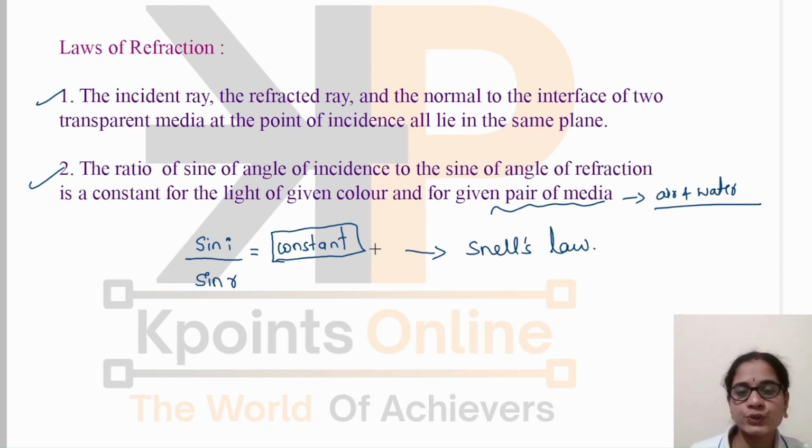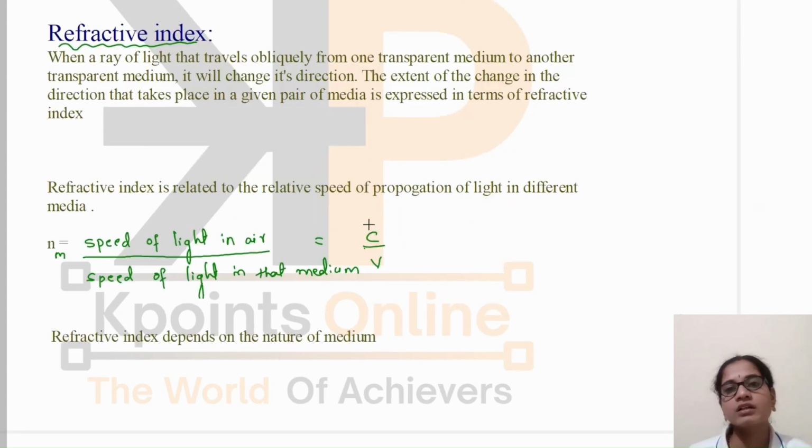Here we have understood that this ratio is a constant. There is a special name for this constant, that is called refractive index. What do we mean by refractive index? When a ray of light travels obliquely from one transparent medium to another transparent medium, it changes its direction. The extent of the change in direction that takes place in a given pair of media is expressed in terms of refractive index.